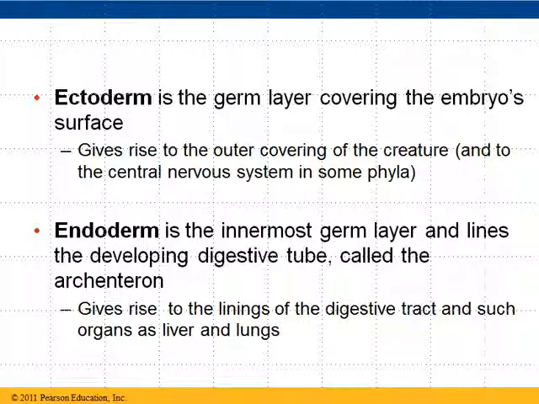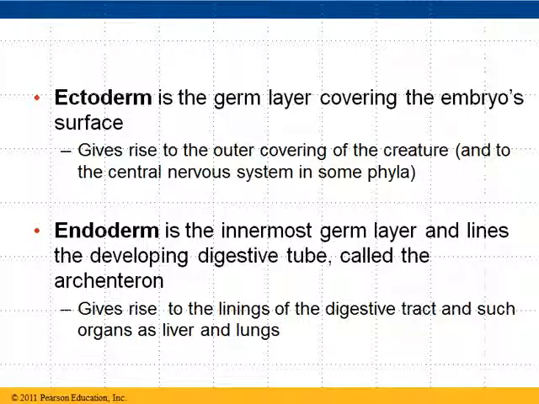The inside germ layer is called the endoderm. That's the innermost germ layer, and that lines the developing digestive tube called the archenteron. So the endoderm becomes basically the tube inside our body, which is the digestive tract leading from the mouth to the anus. This gives rise to the lining of the digestive tract and some of the associated organs, such as the liver and lungs and some of the stomach, small intestine, things of that nature.